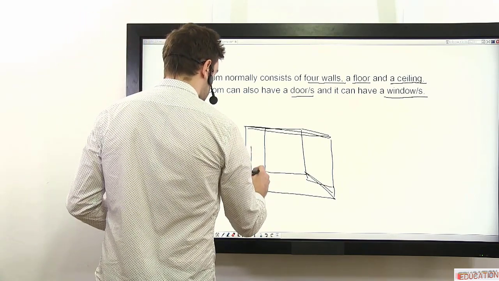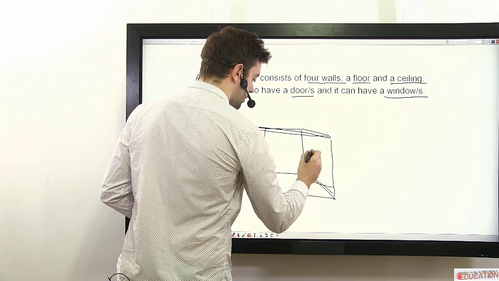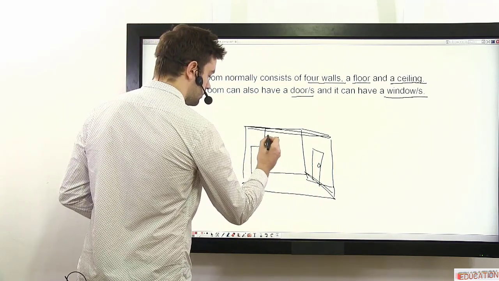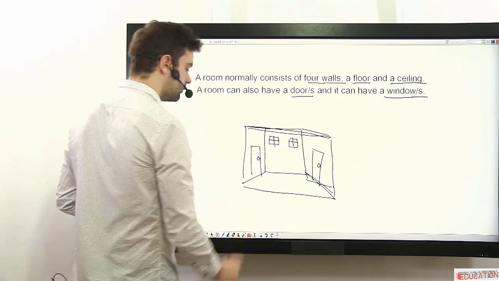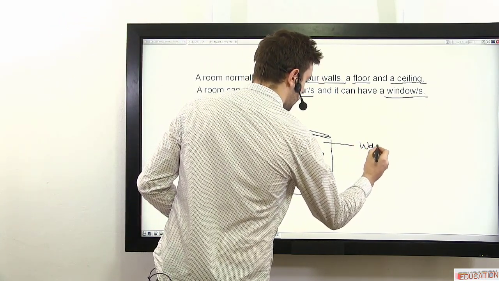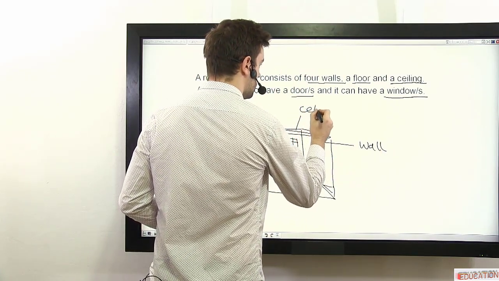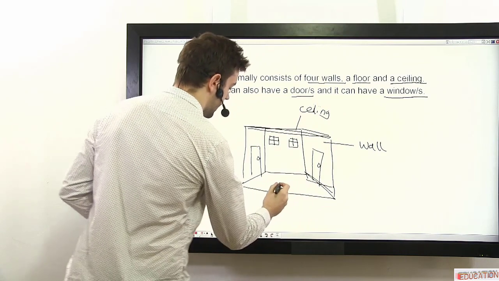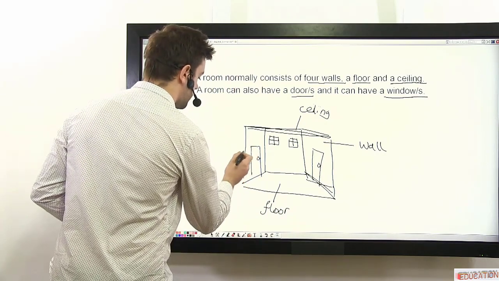It can also have a door, or maybe 2 doors. And it can also have windows. So we have here a wall. Here is the ceiling. Here is the floor. Here is a door.